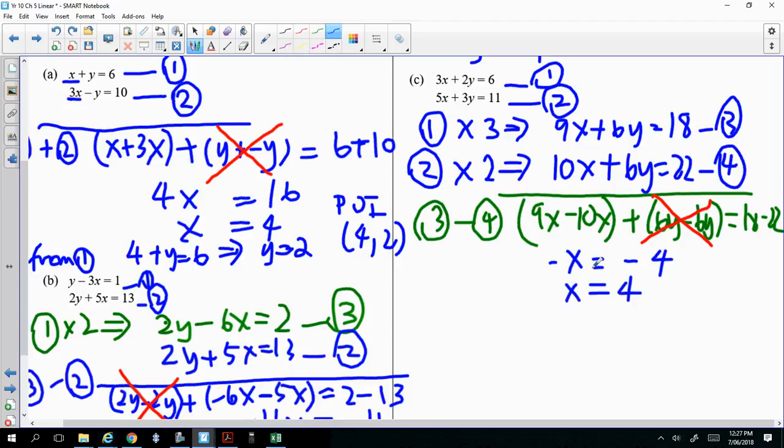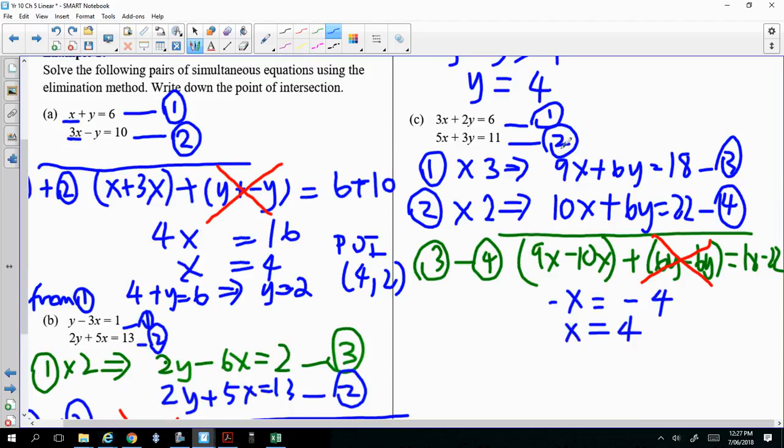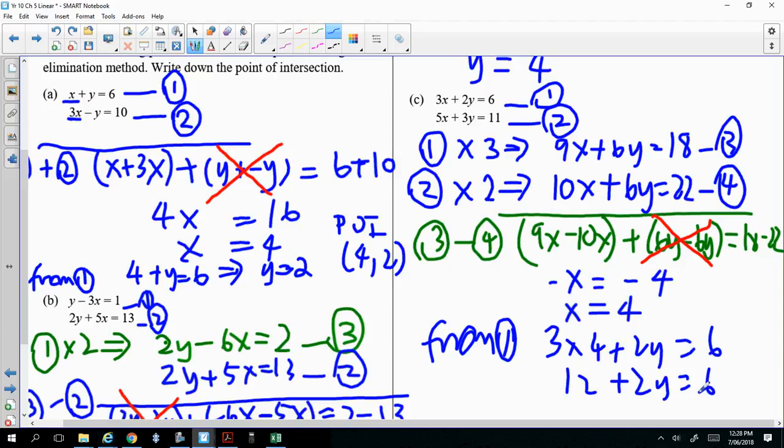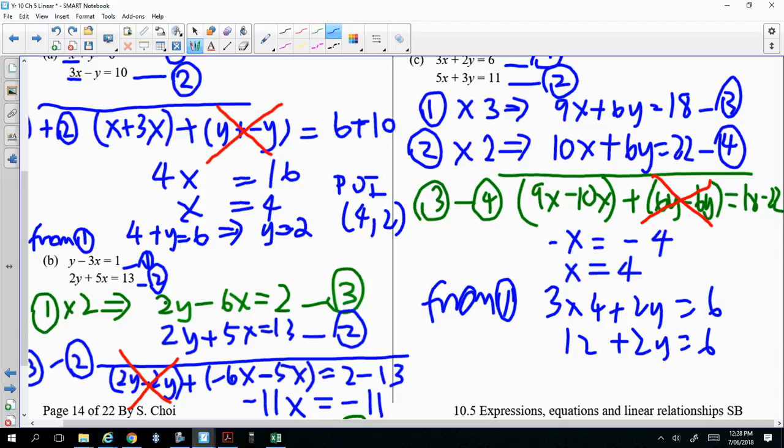I'm going to substitute into 1. From 1, you will get 3 times 4 plus 2y equals 6. 12 plus 2y equals 6. And then 2y equals negative 6. Therefore, y is negative 3. So we get these answers, and then you can write, therefore, the point of intersection is (4, negative 3).